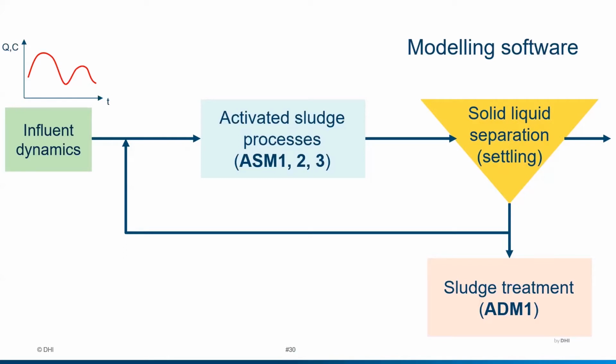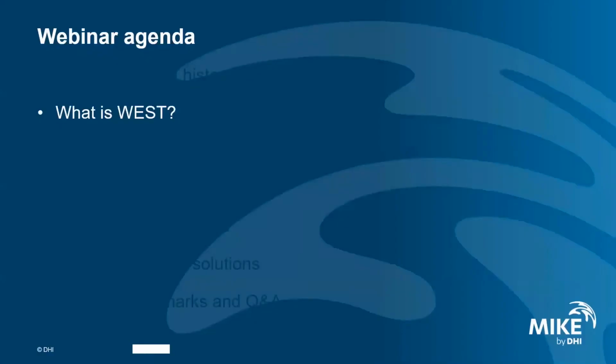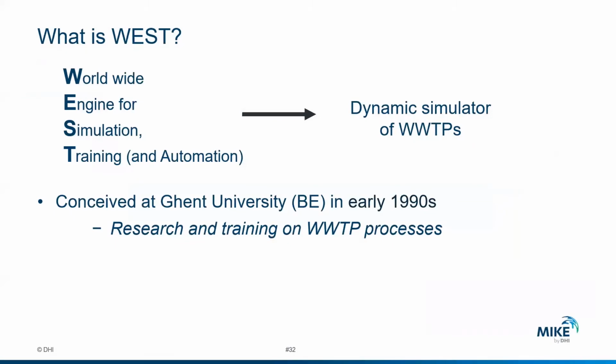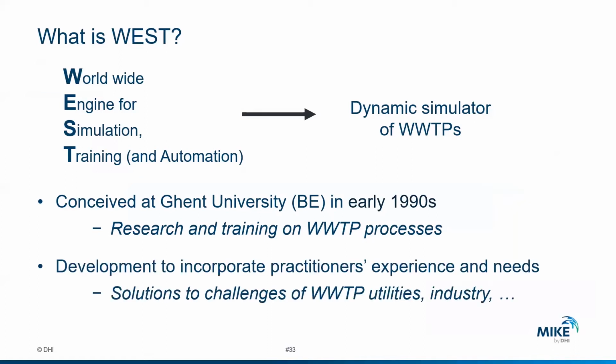And this brought to the definition of computing tools, like modeling software tools. So WEST is one of these wastewater modeling tools. WEST stands for Worldwide Engine for Simulation and Training, and is a dynamic simulation tool of wastewater treatment plants. It was conceived in Belgium at Ghent University in early 90s, mostly, but not solely, for research purposes and training of wastewater treatment plant operators. But through the years and through the decades, it has developed to incorporate real-world experience and the needs of practitioners, of operators. So it's been increasingly applied to provide solutions to the challenges of treatment utilities and industry.